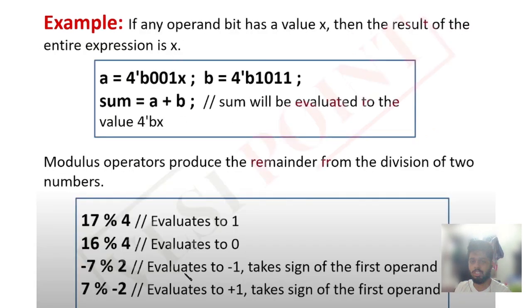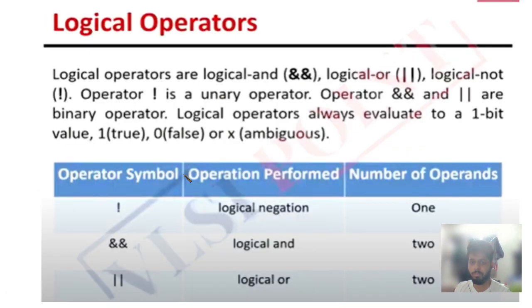This is another example of binary arithmetic operation where the modulus operator produces the remainder, as I have already said. When the modulus operator is performed between 17 and 4, it equals 1. A similar operation is going on in these three examples as well.